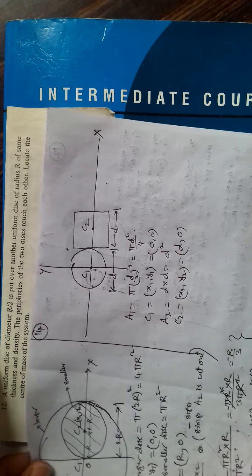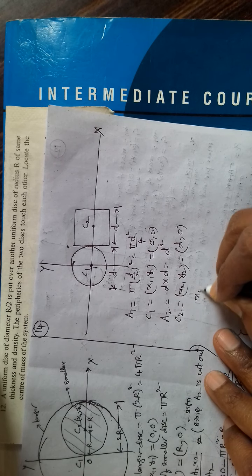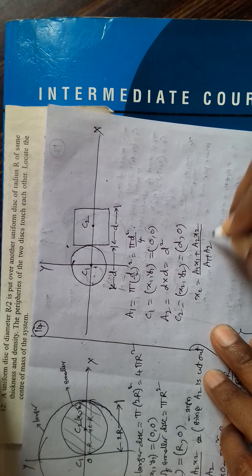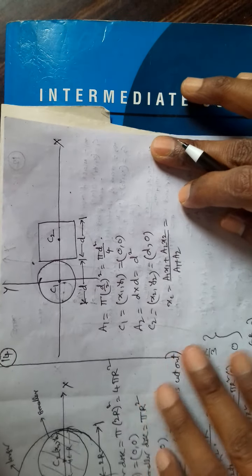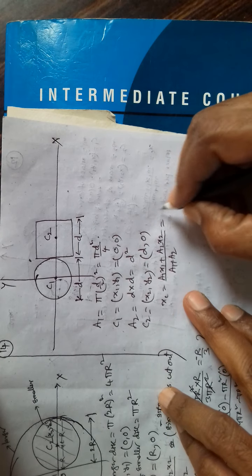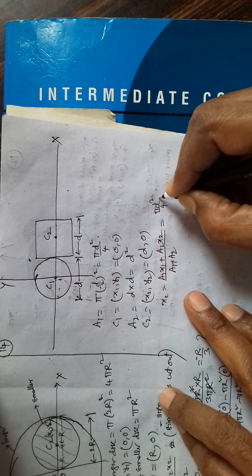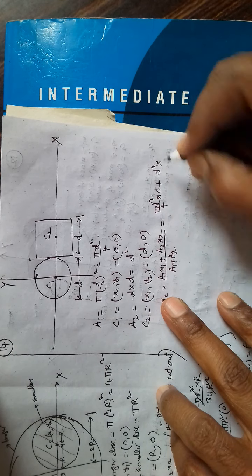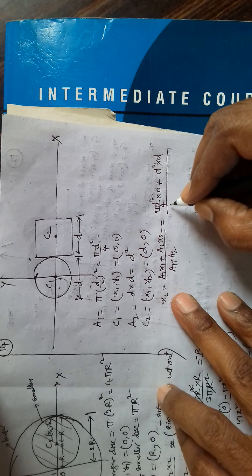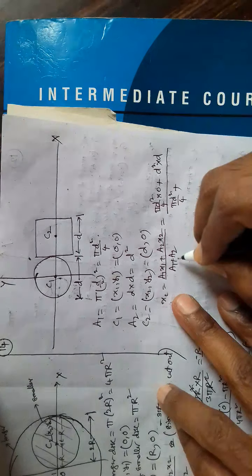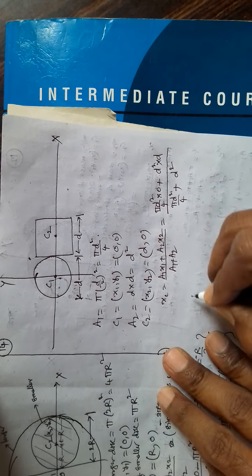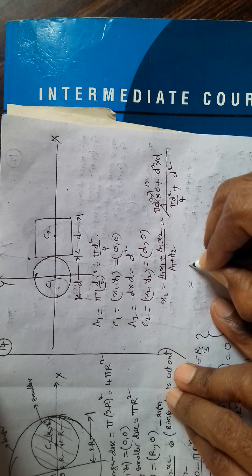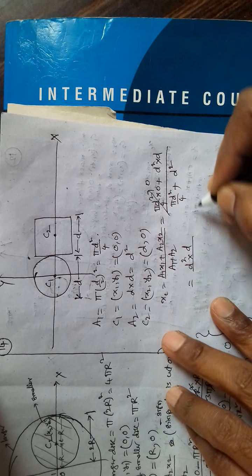So now xc is equal to A1 x1 plus A2 x2 by A1 plus A2. That is equal to A1, pi d square by 4, into 0, plus A2, d square, into d, by pi d square by 4 plus A2, d square. So this becomes 0, d cube, so d square into d by 4.